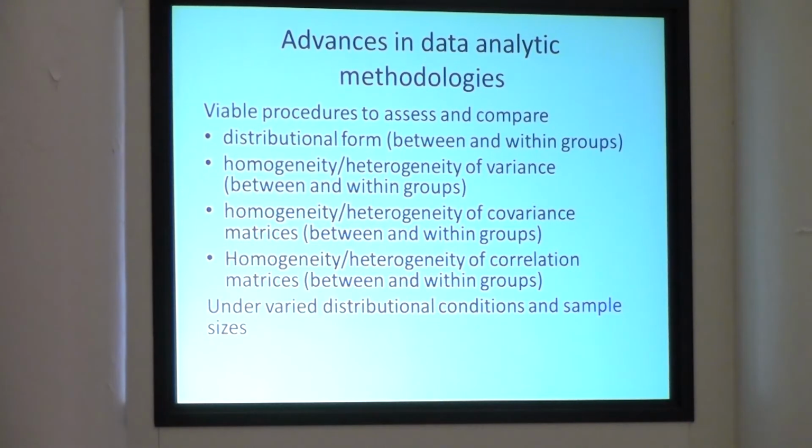So we have a variety of statistical data analytic strategies that we can use to look at parameters other than those of central location. We have techniques to examine distributional form, to assess homogeneity and heterogeneity of variances between and within groups, homogeneity and heterogeneity of correlation matrices, and we have these techniques that are viable under different distributional conditions and sample sizes. When the old textbooks were being written, many of those techniques were not viable under the smaller sample size conditions.